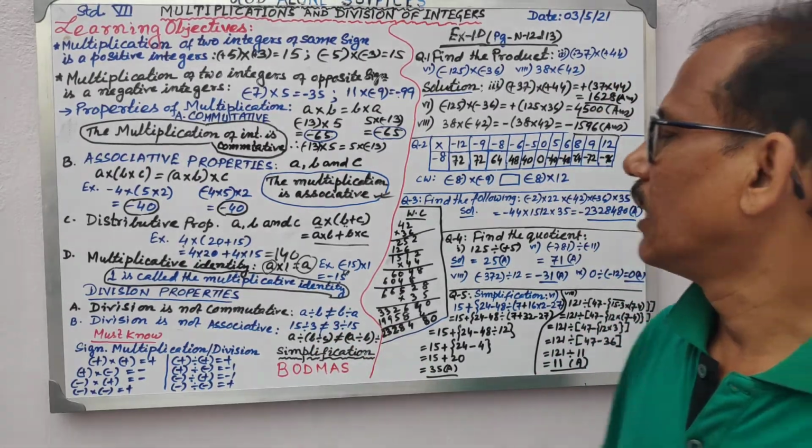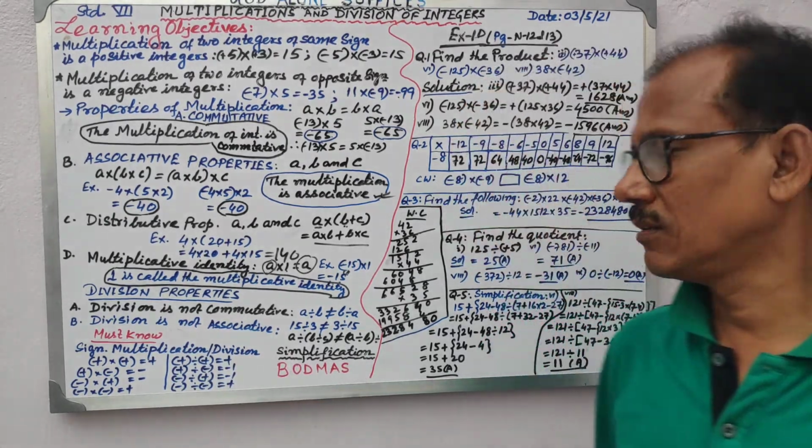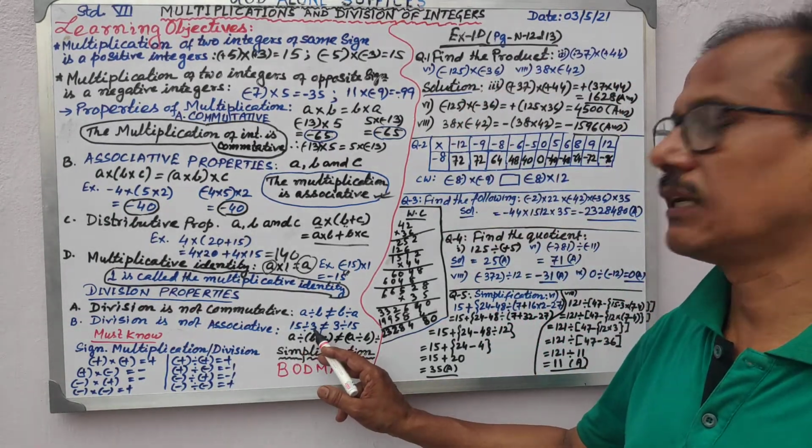Do you understand me? Now, division is not associative as well. Say 15 divided by 3.